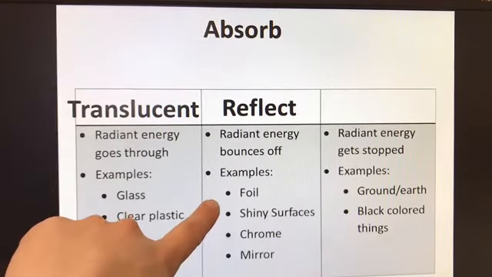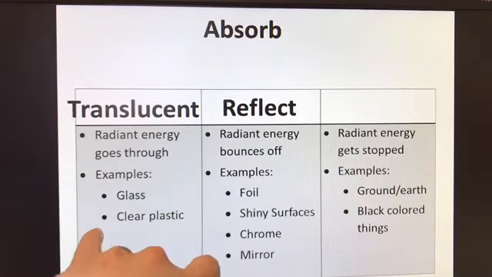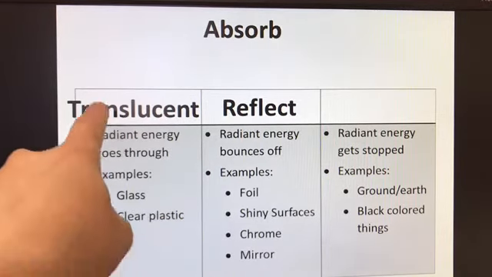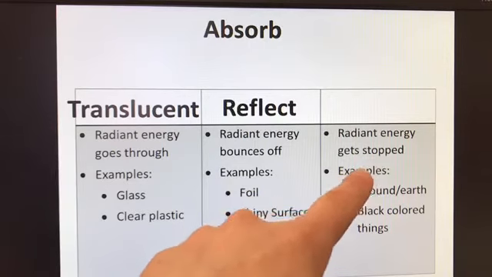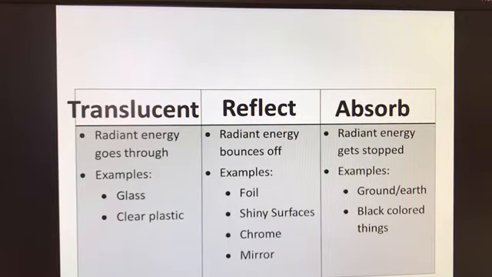These are very, very slow to heat up. So if I put a piece of foil outside, it's very slow to heat up in the sun. Same with glass, because the energy is just passing right through. It goes right through, and this one it just bounces off. But absorption is when the radiant energy gets stopped. So the ground absorbs the energy of the sun. The earth. Black things that are dark colored, they absorb that radiant energy better. Okay? So one last concept I want to clarify.